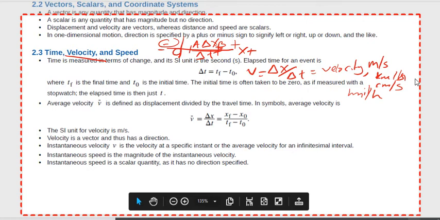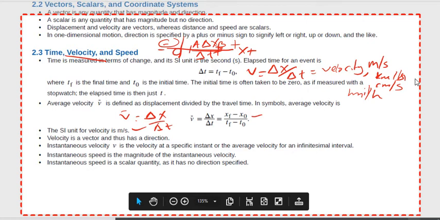So here Tf is the final time and T naught is the initial time, so delta t is the change in time. We can also call this an average velocity. So the average velocity is also simply a velocity, which is del x divided by del t. SI unit here, as we already said, is meter per second. And velocity is a vector. We already talked about this.